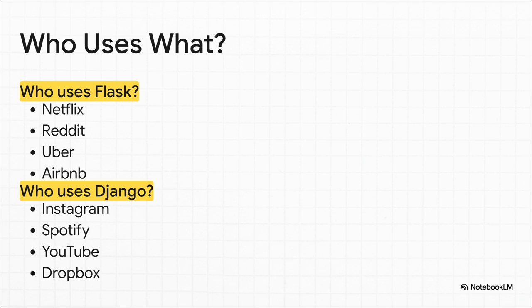Just look at this list. Netflix, Reddit, Uber, they all use Flask, especially for things like APIs and smaller services where its lightweight nature is a huge plus. And on the other side, you've got massive data-heavy sites like Instagram, Spotify, and YouTube, all built with Django. Even NASA uses it.